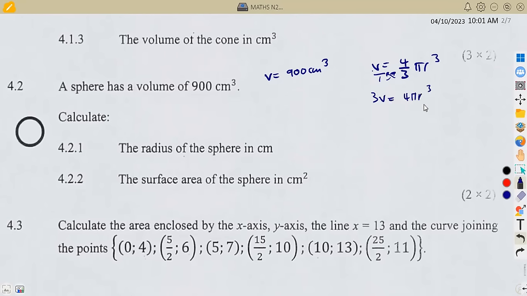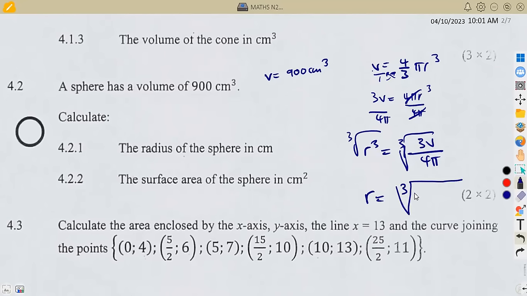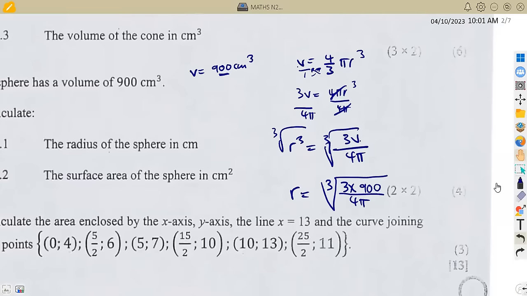If we cross multiply and divide by 4 pi on both sides, that means r cubed is equal to 3v over 4 pi. So to find r, we take the cube root of both sides. Our r is equal to the cube root of 3v over 4 pi, which is the cube root of 3 times v, your volume in this case, of 900 over 4 pi. This can give you the exact value of r.